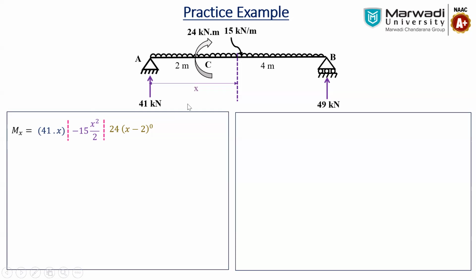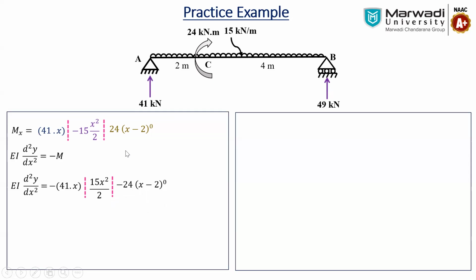Now the second thing: as we have seen in the moment curvature relationship, what is that? EI d2y by dx square equals minus Mx. So this is our equation of Mx, and we just have to replace the sign. So EI d2y by dx square equals minus 41x, then plus 15x square by 2, then minus 24 into x minus 2 raised to 0.